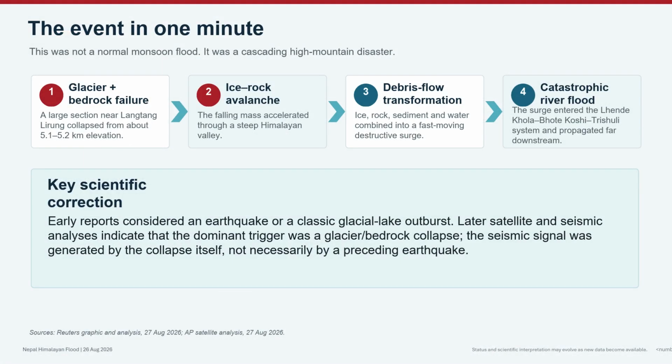The disaster began high in the Himalayas when part of a glacier and the underlying rock slope suddenly collapsed. The falling mass accelerated downhill as an ice and rock avalanche. As it entered the valley, it mixed with water, sediment, and debris, becoming a powerful debris flow. This surge then entered the river system and developed into catastrophic downstream flooding.